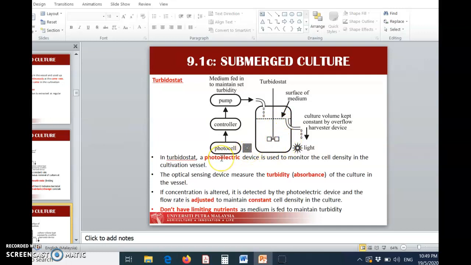Okay. In turbidostat, a photoelectric device is used to monitor the cell density in the cultivation vessel. The optical sensing device measures the turbidity or absorbance of the culture in the vessel. If the concentration is altered, it is detected by the photoelectric device, and the flow rate is adjusted to maintain the constant cell density in the culture. In this case, we don't have any limiting nutrients. Okay, we are just based on the concentration or turbidity of the bacteria inside the fermentation tank.